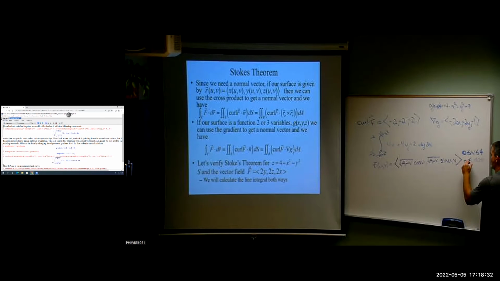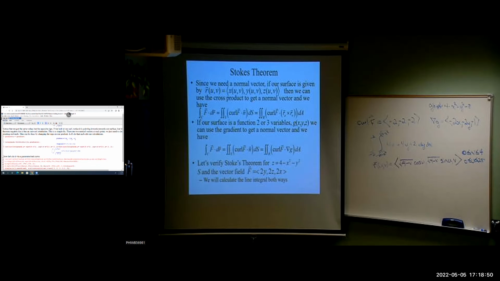And u is going from 0 to 2 pi. Okay. Now again, the nice thing about this is if our parameterization is correct, we should get exactly what we expect to see in CalcPlot3D. It should match that function exactly.